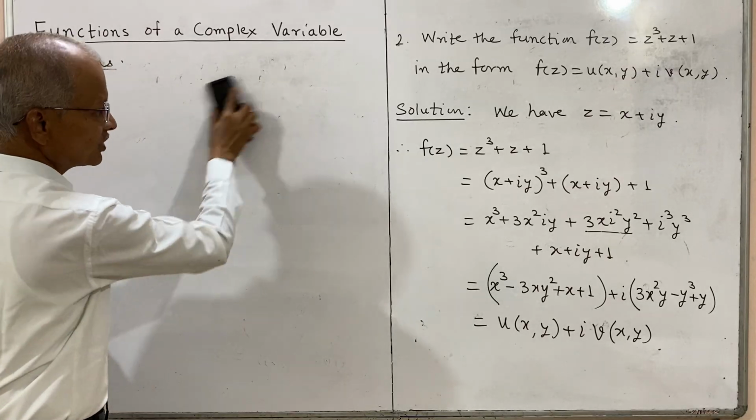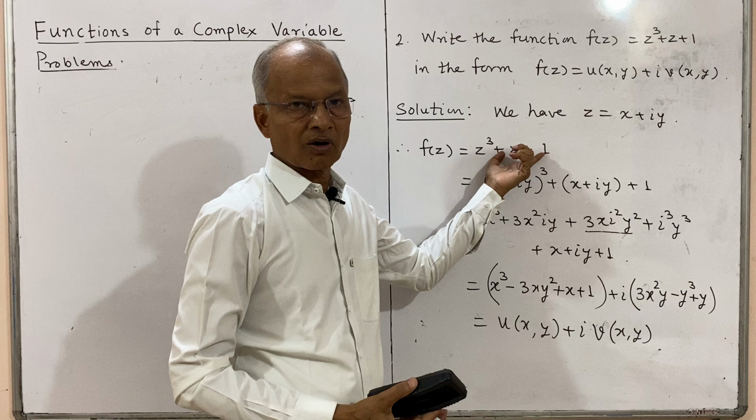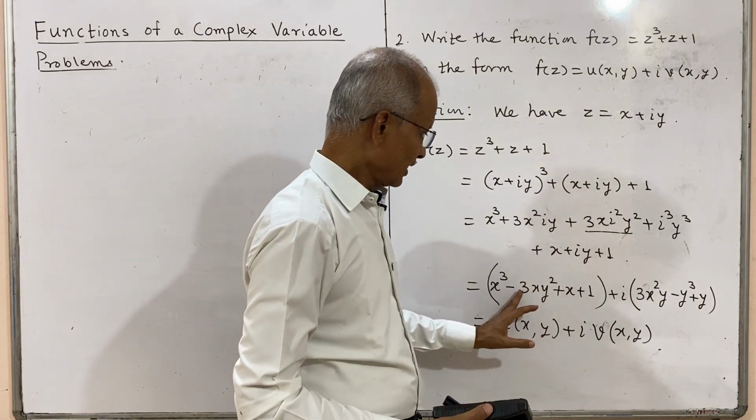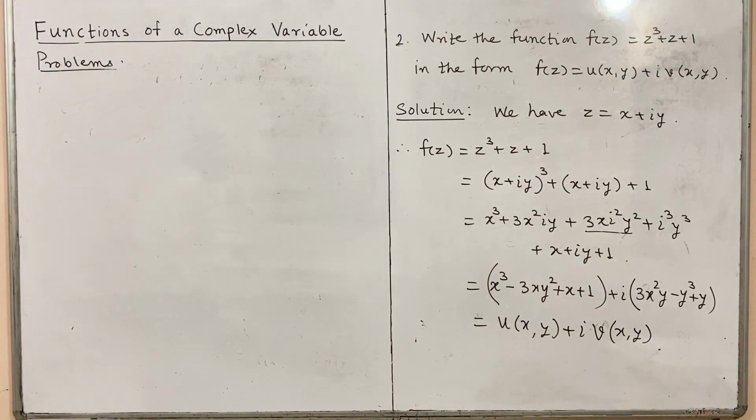That means a function which is written in the form of x and y can be expressed in terms of z. The function which is expressed in the form of x and y is to be expressed in terms of z. That we shall consider as our next problem.